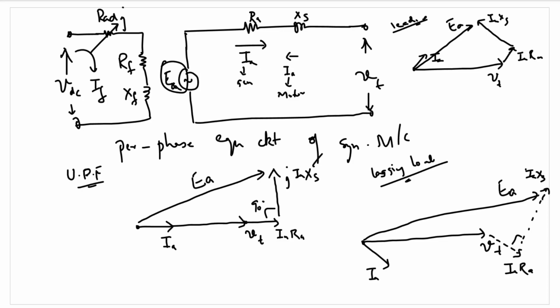For the motor, the direction of armature current will be reversed compared to that of the generator. Accordingly, we have drawn the phasor diagrams for a unity power factor, for a leading power factor, as well as for a lagging power factor. Now, in the next session, using this equivalent circuit, we'll be able to derive the power and torque equations of the synchronous generator.